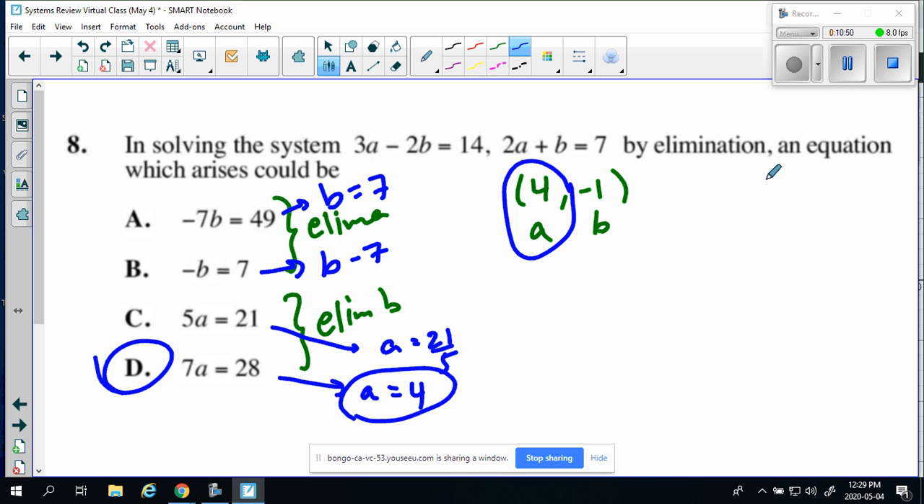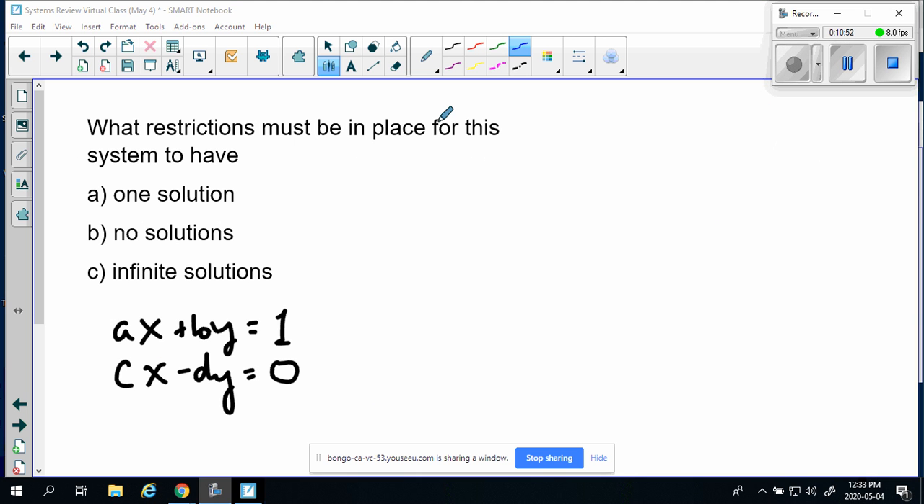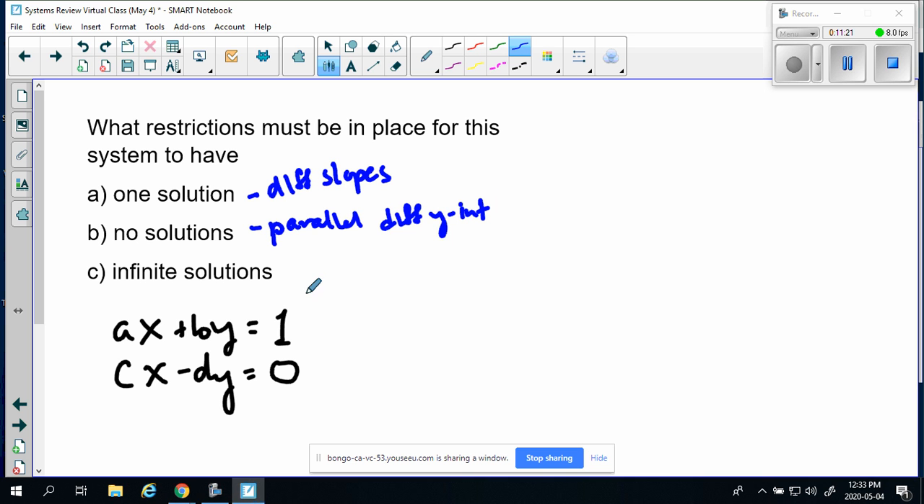So do use that graphing calculator to your advantage if you can. What restrictions must be in place for this system to have one solution, no solutions, or infinite solutions? So just as a review, in order for it to have one solution, these guys must intersect at one point. That means that they have to have different slopes, and then they will have one solution. If there's no solutions, that means that they are parallel, or they have the same slope, but different y-intercepts. That means that they're not the same line. If they're infinite solutions, that means that they have the same slope and the same y-intercept.